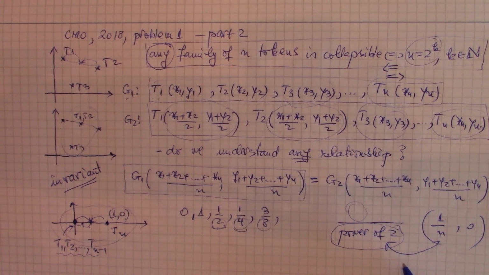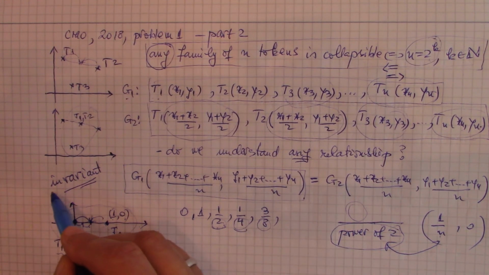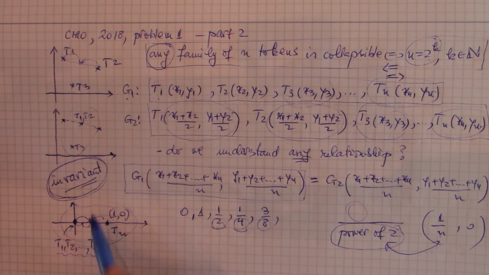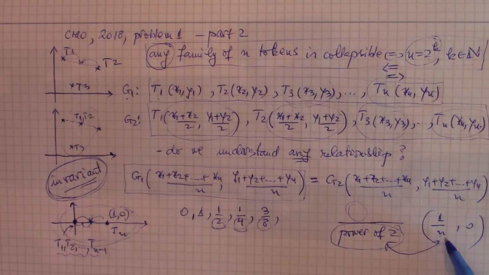Okay, so now we saw how figuring out an invariant of this algorithm allowed us to figure out that this particular family of n tokens is collapsible if and only if n is a power of 2. And that concludes our proof.